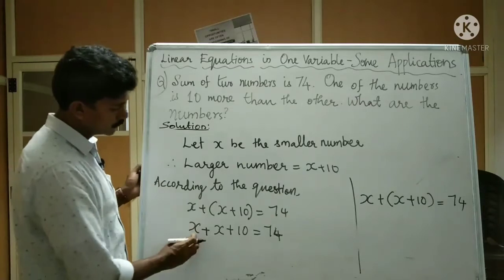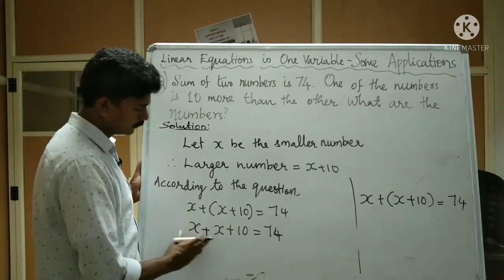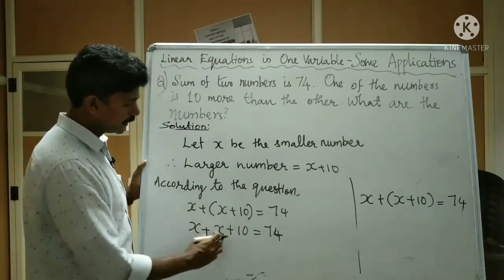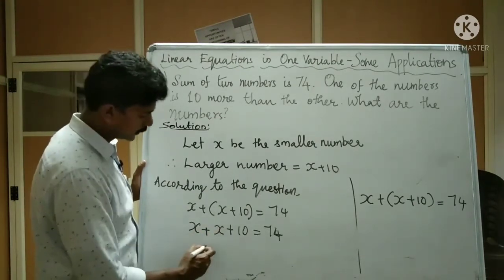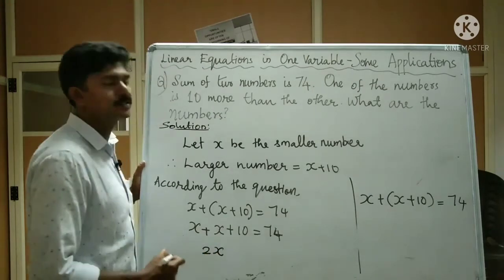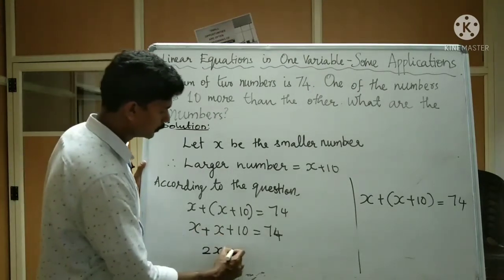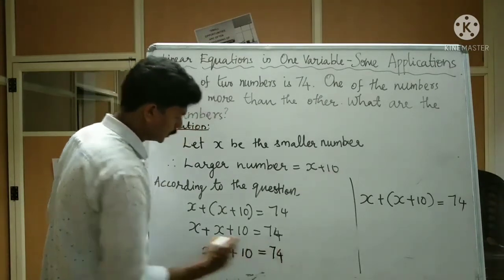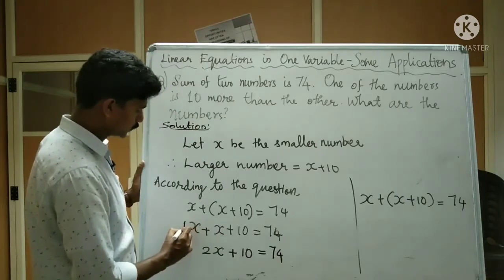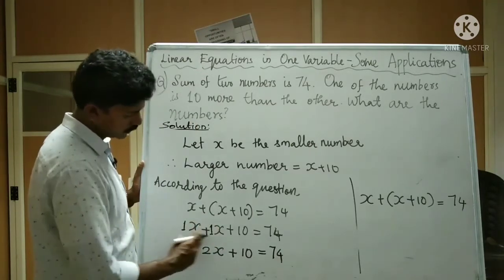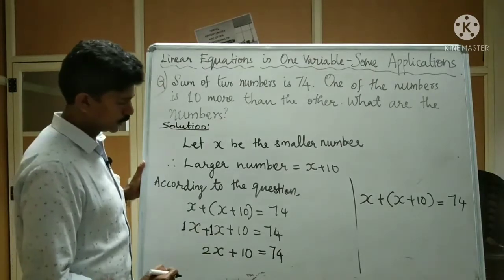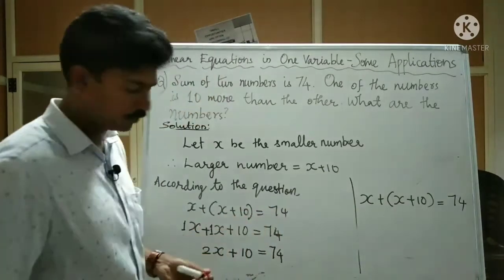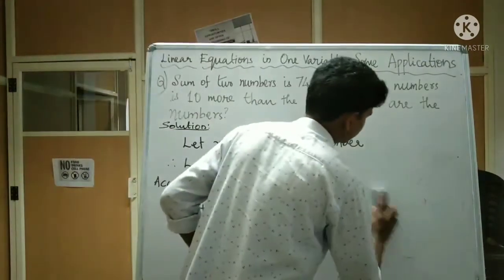Now let us do this. We have to add x and x, add 2 x's, right? How many x do we have? 2x. So we write 2x plus 10 is equal to 74. This x is 1x and this is also 1x, so 1x plus 1x we write as 2x. So 2x plus 10 equals 74. Then we can solve. Now we have to find the value of x.